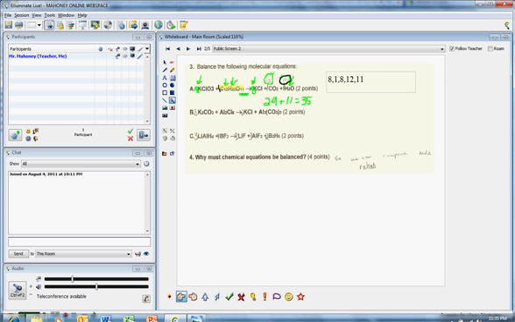And you guys can kind of see my process. You guys can kind of work through it too if you have any questions. Okay, so I'm going to look at this next one.